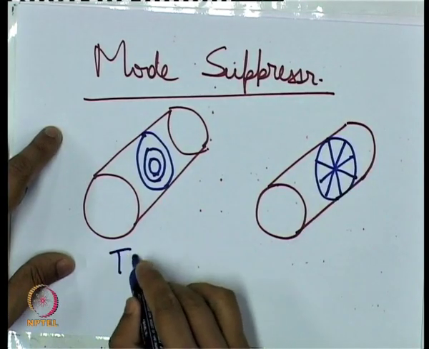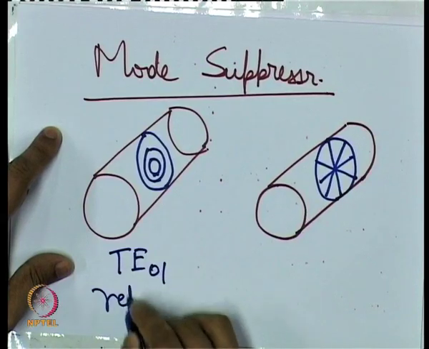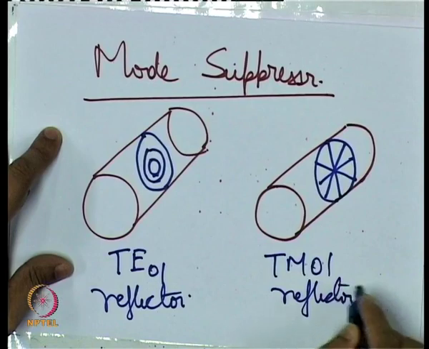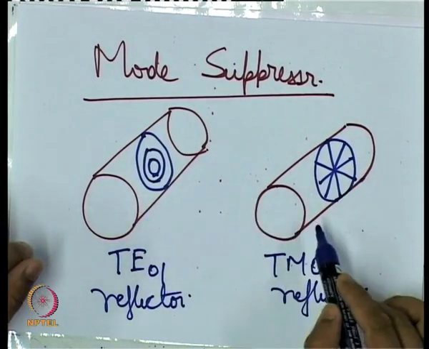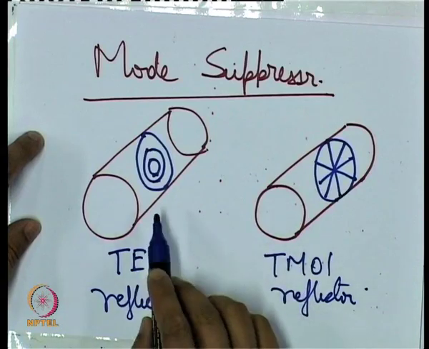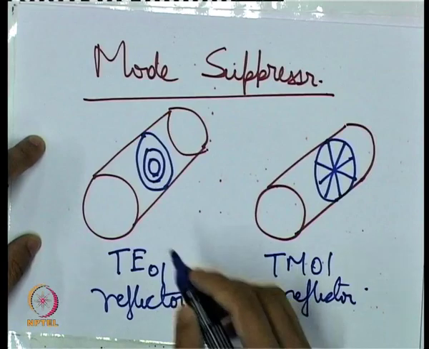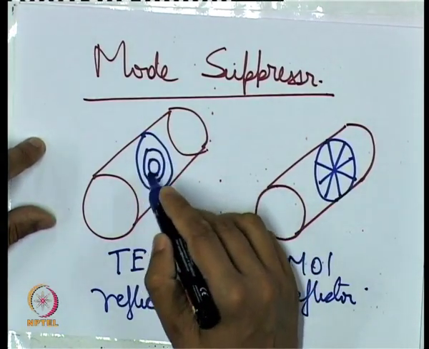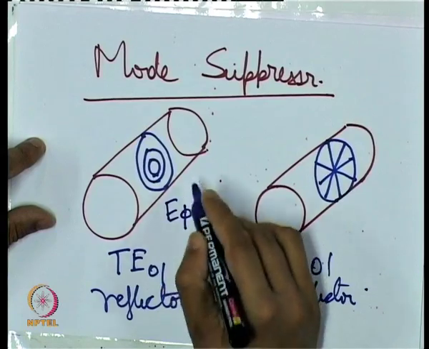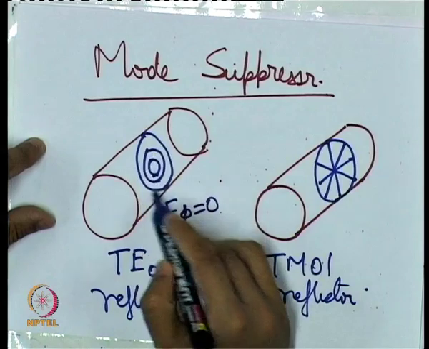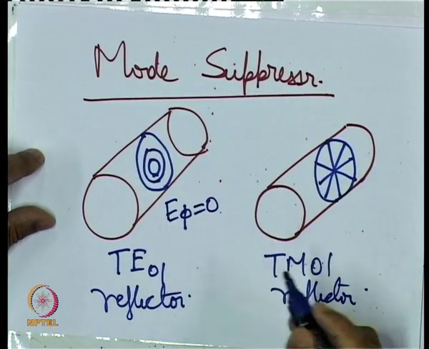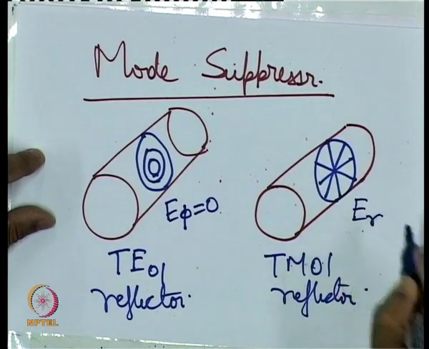It can be shown that this is what is known as a TE01 reflector, and this is a TM01 reflector. And you can prove that this will not allow TE01 to pass through and this will not allow TM01 to pass through. The solution for TE and TM waves for a cylindrical waveguide is given in the book by Pozar. Just a hint to this proof is that since these are concentric metal wires, here the E theta, this is in polar coordinates, the E phi component will be 0, because these concentric metal wires will nullify the tangential component of the electric field, and these will nullify the radial component of the electric field.